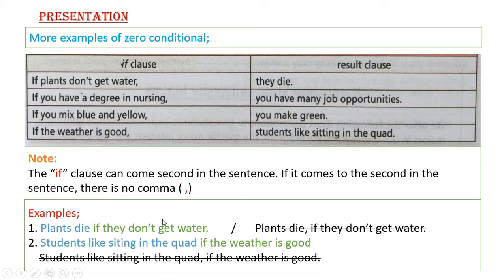Again, to sum up for you, if you want to make the zero conditional, you can put if at the first clause or at the beginning, or you can put if at the second clause. What you have to remember is if you don't start your sentence with if, you're not going to put a comma in the sentence. But if you start the sentence with if, you're going to put a comma after the first clause. Okay, that's it, everyone.